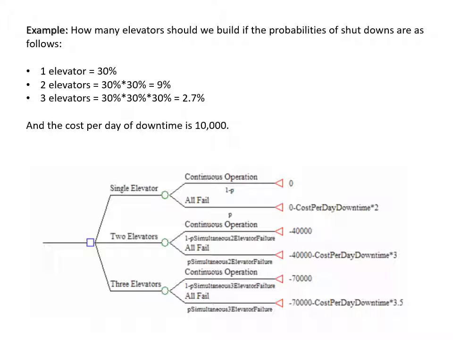Whereas the probability of an all failure for 2 elevators is 9%, right? So there's a trade-off here. The consequences of all 3 elevators failing is much more severe, but the probability is also much lower as well. And so that's part of the information we have to incorporate when we're making a decision.